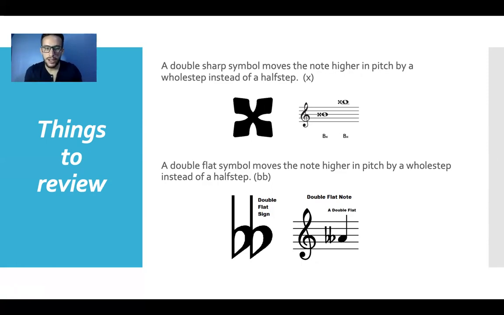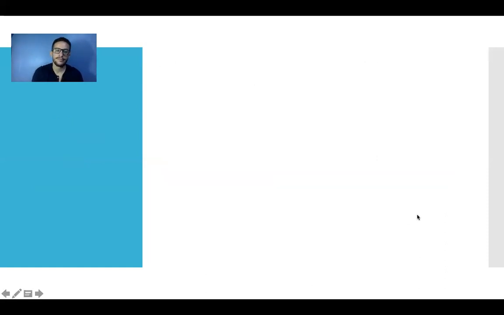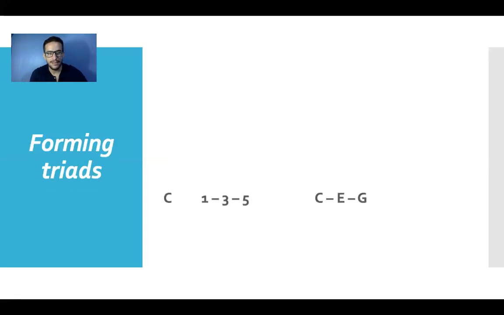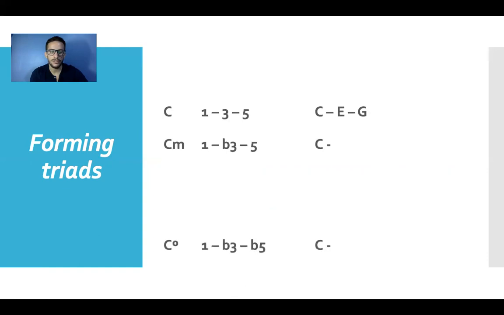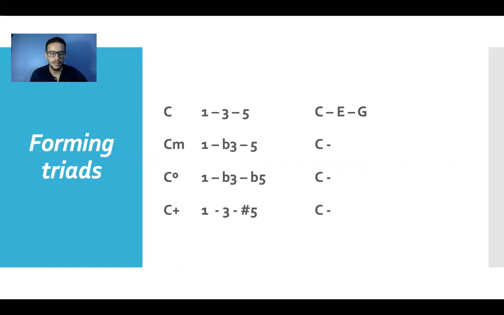Okay. Why is this important? Because there are some triads, depending on what's the beginning note of the triad, that will have either a double sharp or a double flat. So now that you know this, we're going to be forming triads. Okay, and for that, I will stop presenting this way because I need to write down.